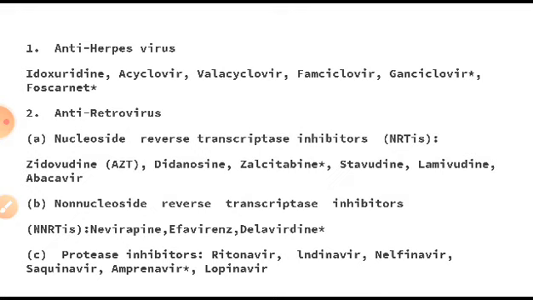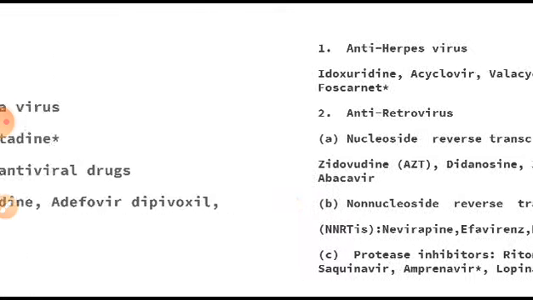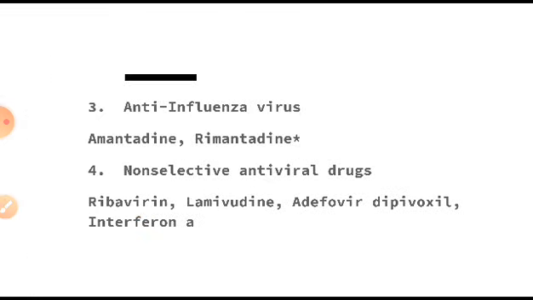The next category is the protease inhibitors. These are ritonavir, indinavir, nelfinavir, saquinavir, amprenavir, lopinavir, and many more. Later I'll tell you that some of these drugs are potentially used nowadays against coronavirus infection. Then the anti-influenza virus category, where we have amantadine and rimantadine. Non-selective antiviral drugs are also there, for example ribavirin, lamivudine, adefovir dipivoxil, interferon alpha.